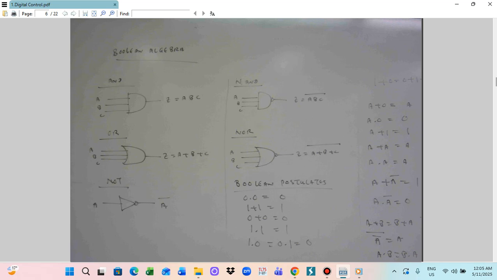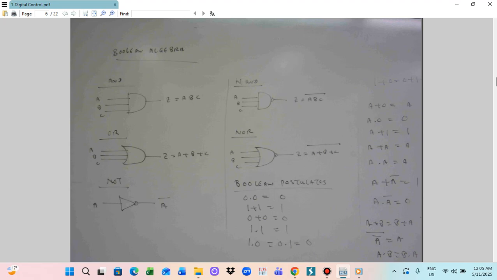And then we also utilize the A function. A plus 0 is A. A multiplying 0 is 0. A plus 1 is always 1. A plus A is always A. And A multiply A is also A. A plus A bar is equal to 1. A and A bar is equal to 0. So this is for the postulates.